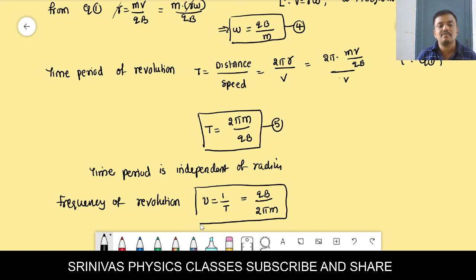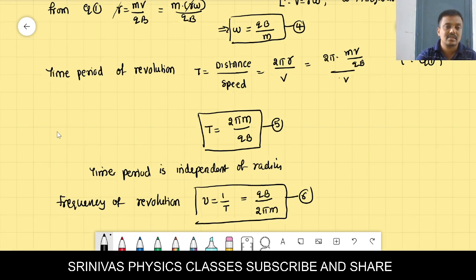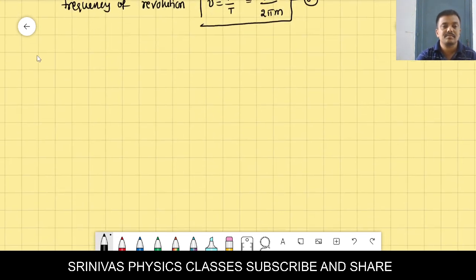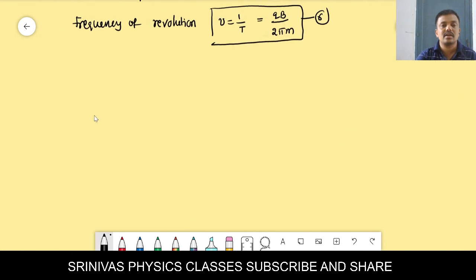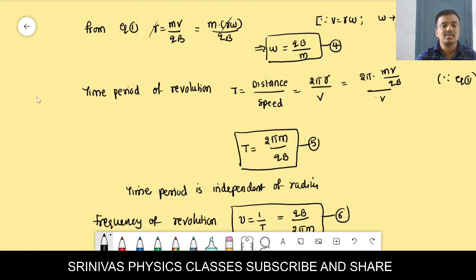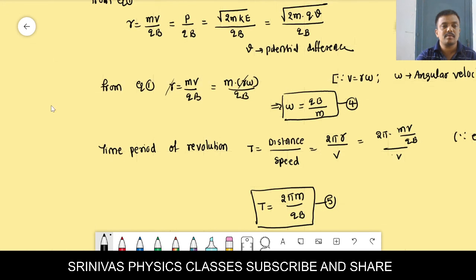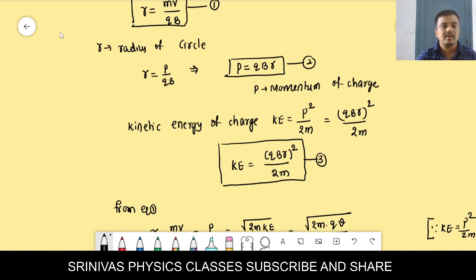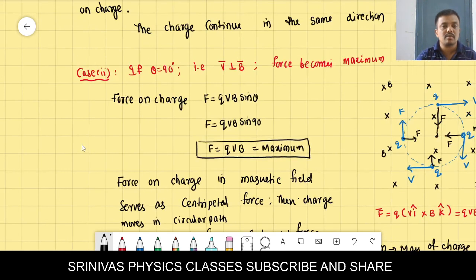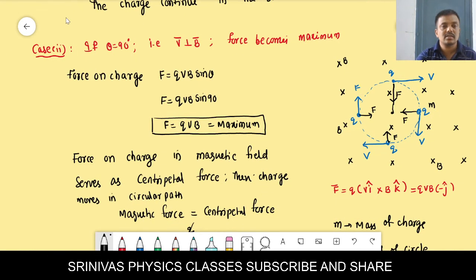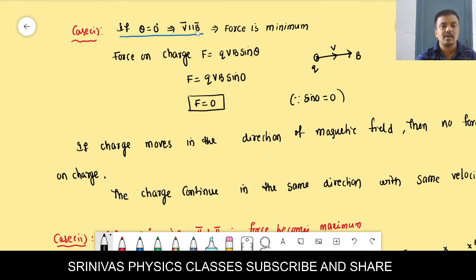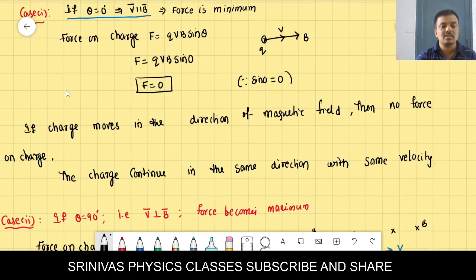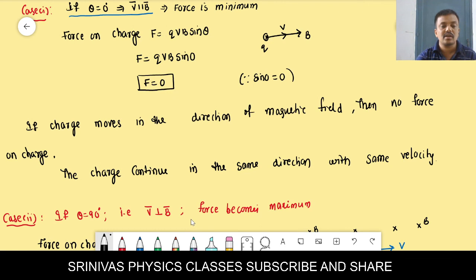Okay, these are the several formulas in the second case, right? Till now we are discussing only the second case. In the second case, the velocity is perpendicular to the magnetic field. If the velocity is perpendicular to the magnetic field, then how does the charge move? What is the formula for the force on the charge? If the velocity is parallel to the field, then the force on the charge is 0, so the charge continues in the same direction. If the velocity is perpendicular to the field, the force is maximum and the charge moves in a circular path.